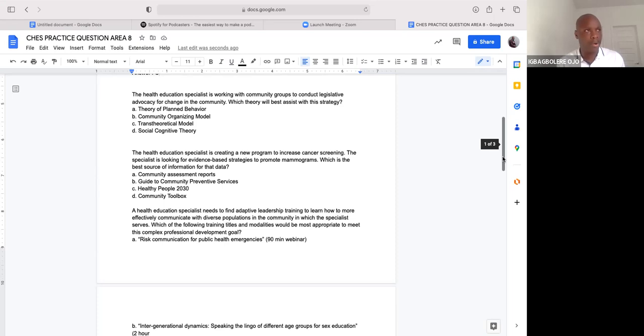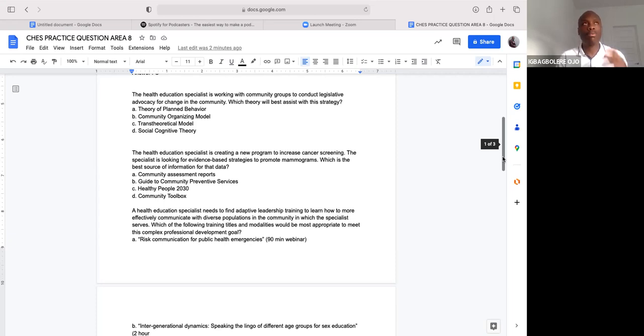What is the theory of planned behavior? The theory of planned behavior is what you look at for the relationship between attitude and intention. Your intention to carry out a behavior and the attitude of the priority population or the participant. That's the theory of planned behavior, all right? However, the question says we are going to conduct legislative advocacy, all right? Legislative advocacy. Now, let's look at option C, the transtheoretical model. We just talked about it, right? So this is a change model, and most times it's not for advocacy.